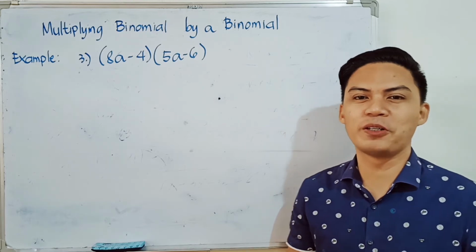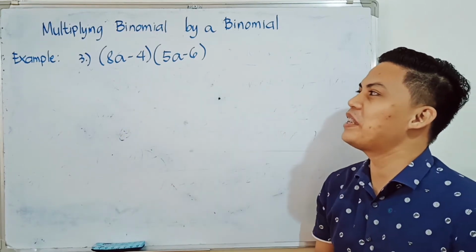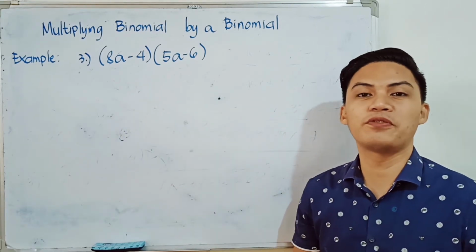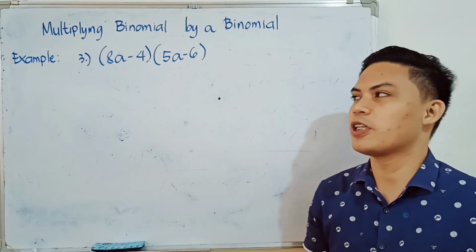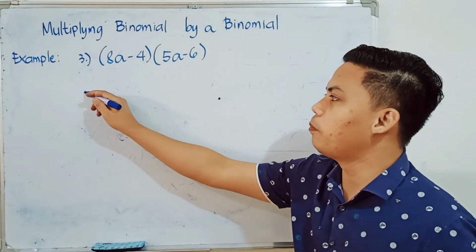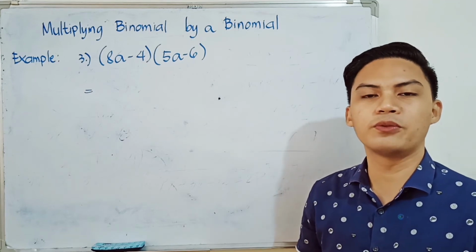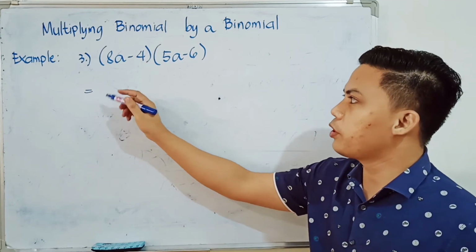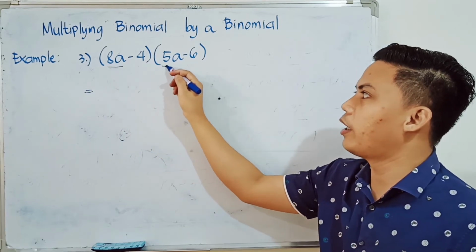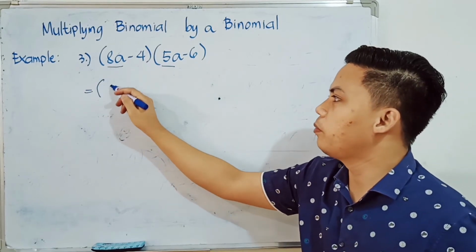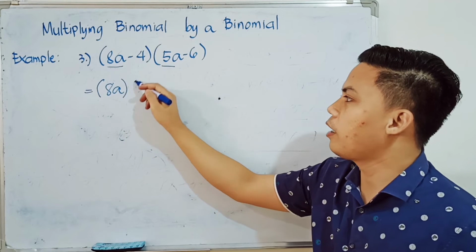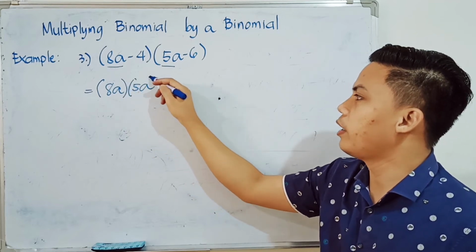And for our last example, we have the quantity of 8a minus 4 times the quantity of 5a minus 6. So again, following our FOIL method, the first terms are the ones we take the product of first. So our first terms, we have 8a and 5a. So it will become 8a times 5a.